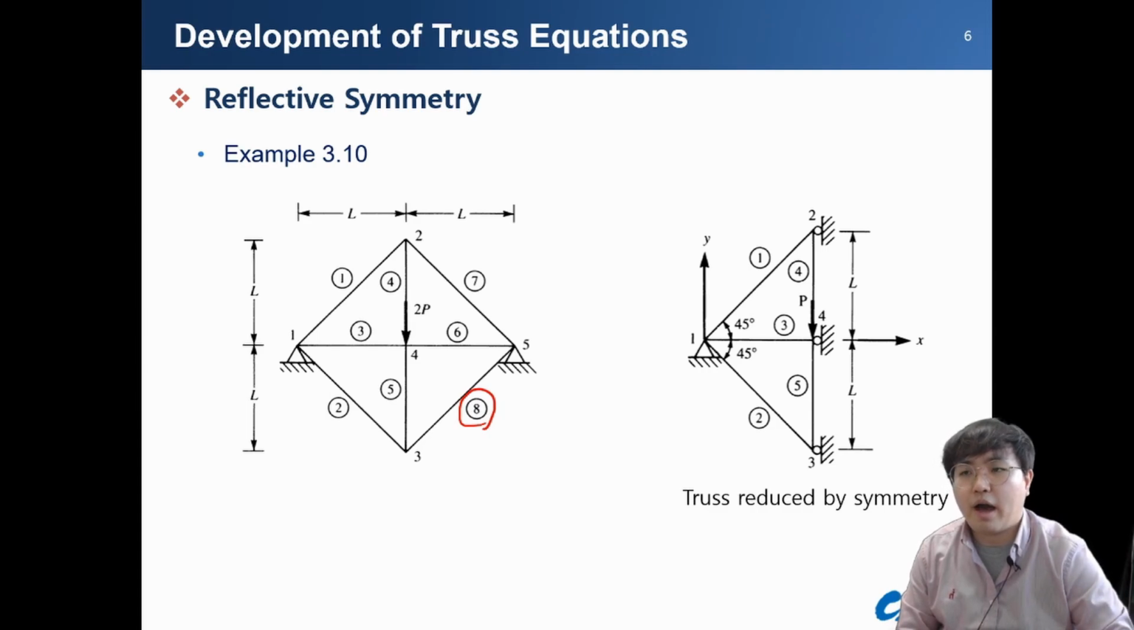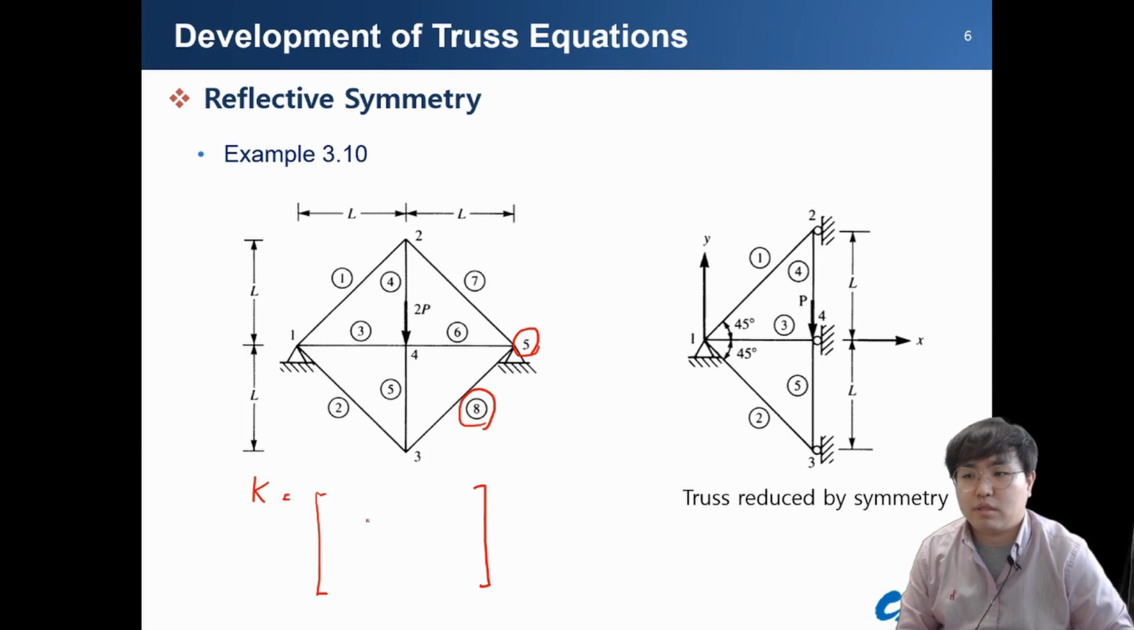And how many nodes exist here? It's very important. 1, 2, 3, 4, 5. So we have a total of 5 nodes in this system. In this system, we can work out the global stiffness equation, I mean the size of the global stiffness equation.